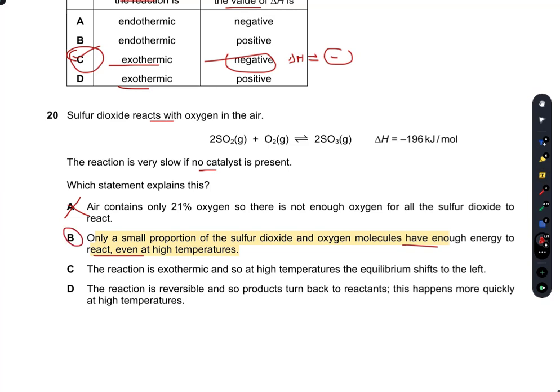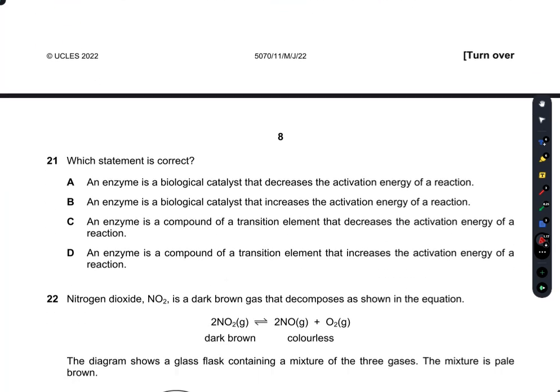So B is true. The reaction is exothermic, and so at high temperatures the equilibrium shifts to the left. This is again a false statement. The reaction is reversible, and so the products turn back to reactants. This happens more quickly at high temperatures. This is again a wrong statement. This is not an explanation of why sulfur dioxide reacts slowly with oxygen to give sulfur trioxide. So B is the right option.